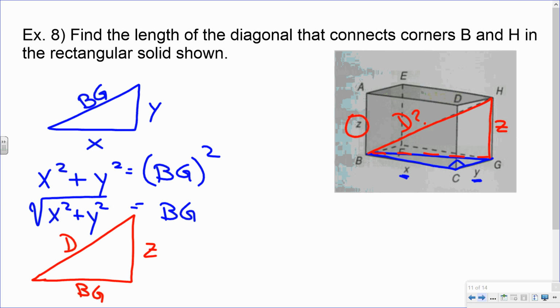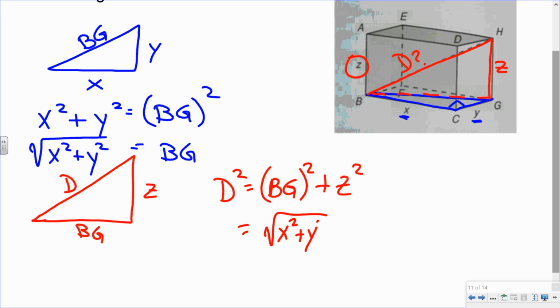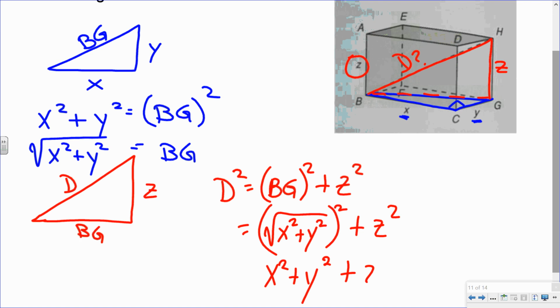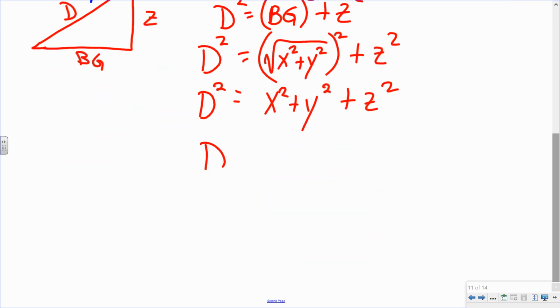I can use Pythagorean theorem again, and I can say that the diagonal squared that I want is BG squared plus Z squared, but BG is the square root of x squared plus y squared, and so I'm going to square that. But square of a square root gets rid of the square root sign, so I have x squared plus y squared plus z squared. That is my diagonal squared. So my formula is going to be d is the square root of x squared plus y squared plus z squared.